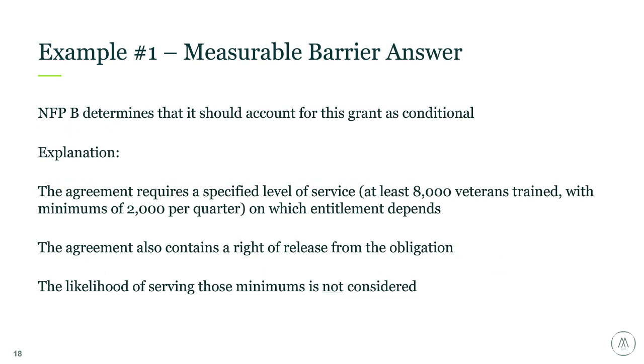This transaction is determined to be conditional. There is a measurable performance barrier in that at least 8,000 veterans, which would be considered a specified level of service, need to be served with minimums of 2,000 per quarter. As noted, there is also a right of release. And again, the likelihood of serving those minimums is not considered.